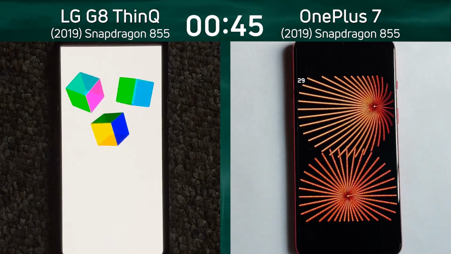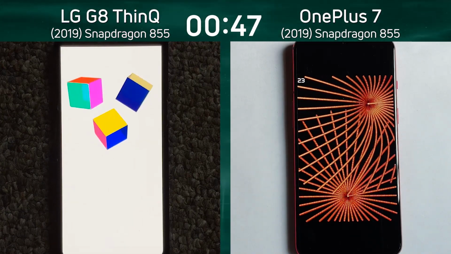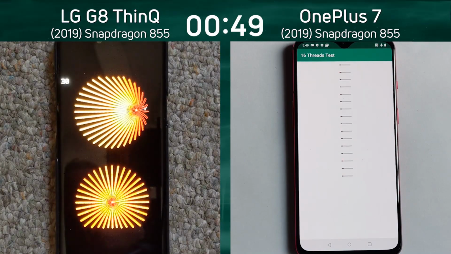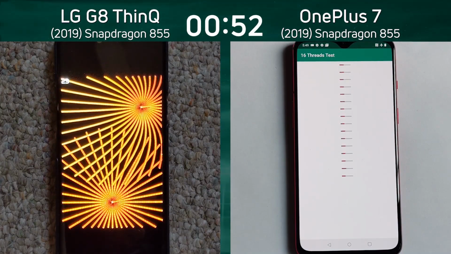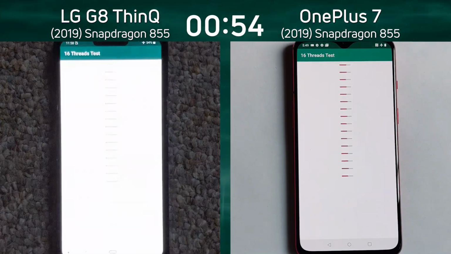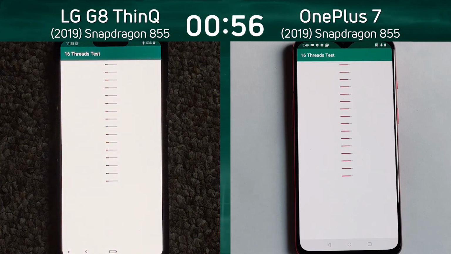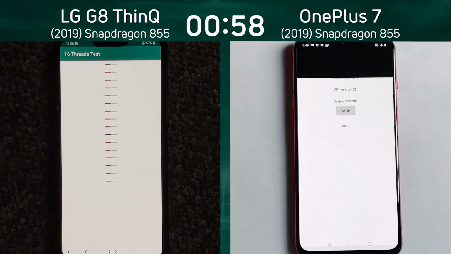But just as I said that, the OnePlus 7 went over to the 2D gaming test, and it's now into the 16 thread test, as the LG G8 is now into the 2D gaming test. We're soon going to get into that Unity test, and that's really when we're going to see the difference between this Quad HD display and the Full HD display.